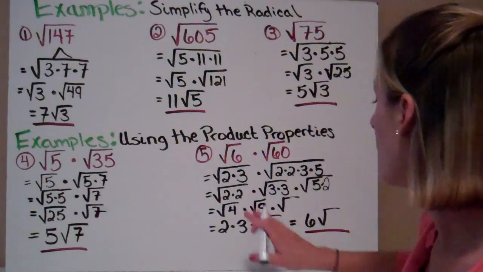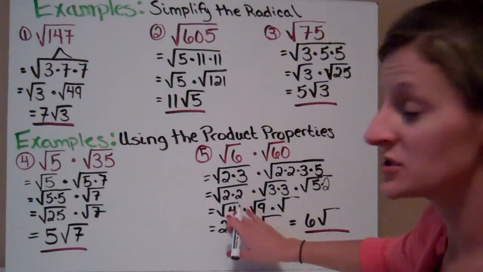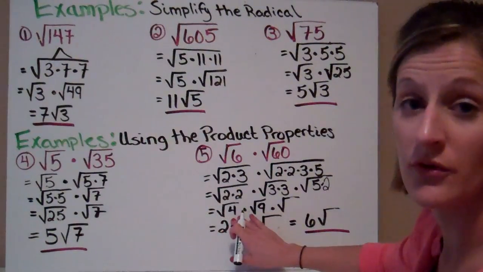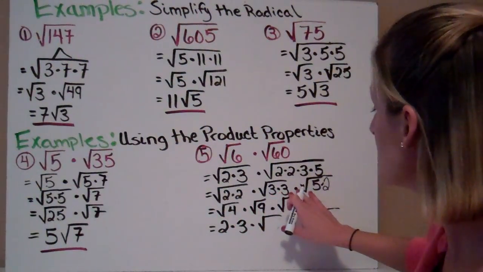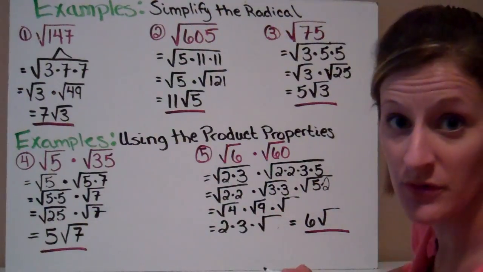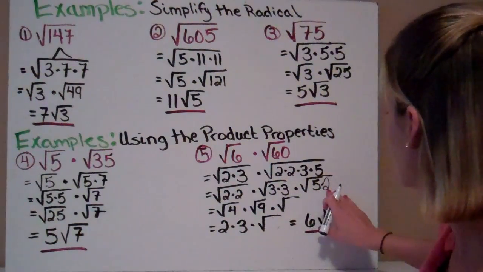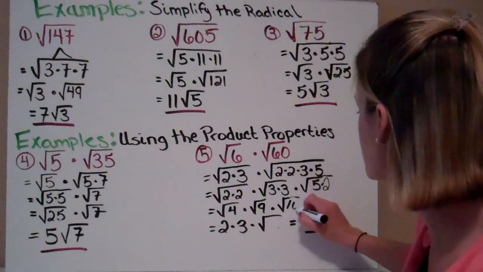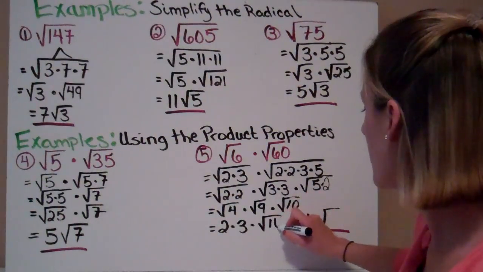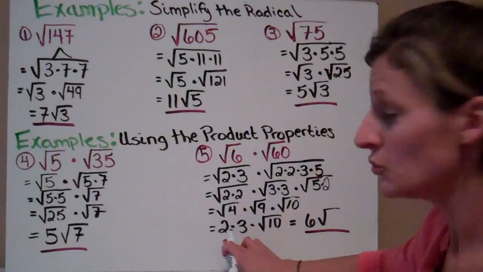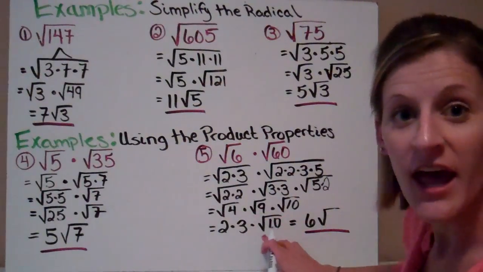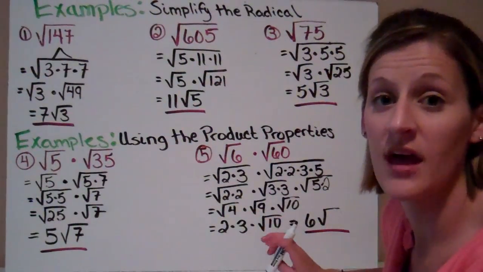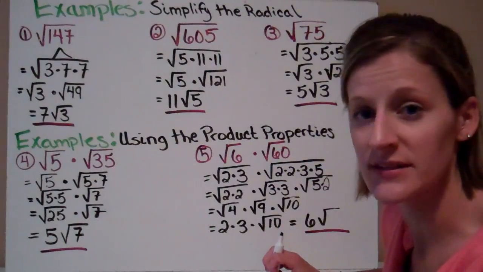Alright, now I've got a 2 times 2, which gives me 4, so I've got the square root of 4. I've got 3 times 3, which gives me 9, so I've got the square root of 9. And now I've got 5 times 2, which is 10, to give me the square root of 10. Alright, now the square root of 4 is 2, the square root of 9 is 3, and the square root of 10 is not a perfect square, so I'm going to leave it.